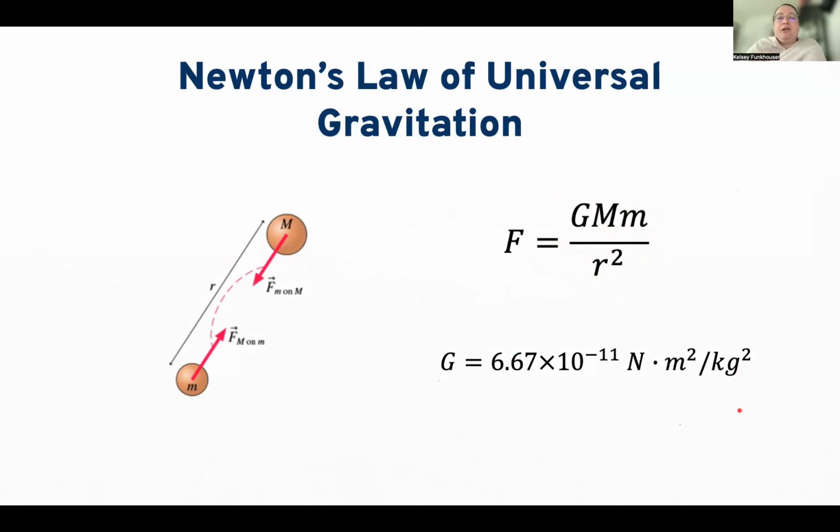Where those m's are the masses, r is the distance between them, and G is the gravitational constant, which is 6.67 times 10 to the negative 11 Newton meter squared per kilogram squared. You don't have to memorize that. You just need to have access to it somewhere. Although if you are going to get your degree in astronomy, you will memorize it.